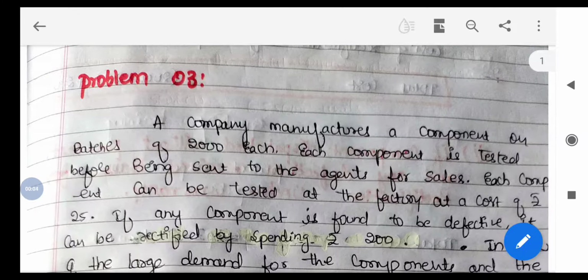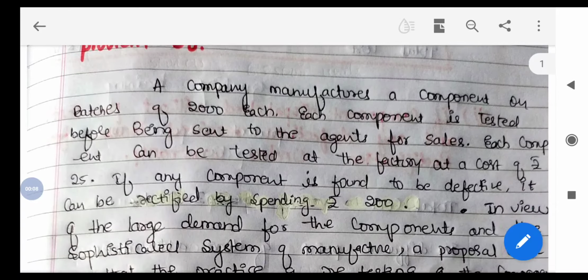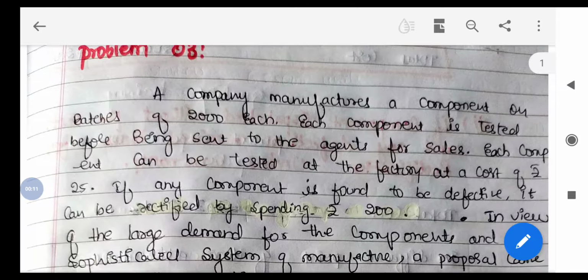Hello everyone. The next problem under total quality management is: a company manufactures a component in batches of 2000 each. So there's one company that is producing products in batches, and each batch consists of 2000 products. Each component is tested before being sent to the agents for sale. Before selling, the company tests whether the products are good in quality, whether there is any defective product or not.